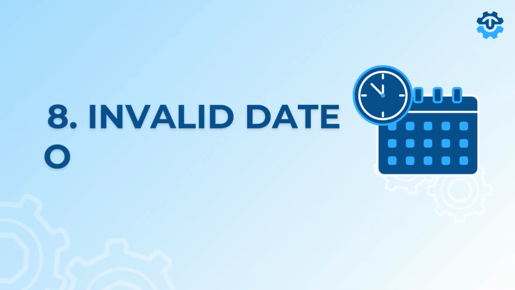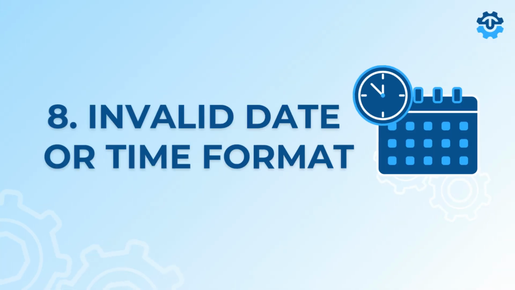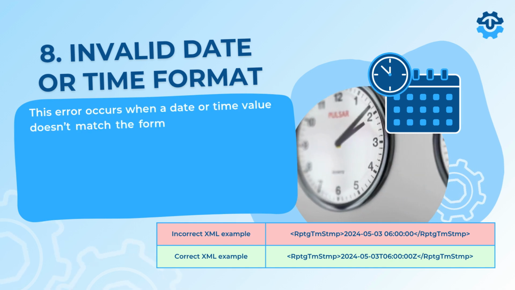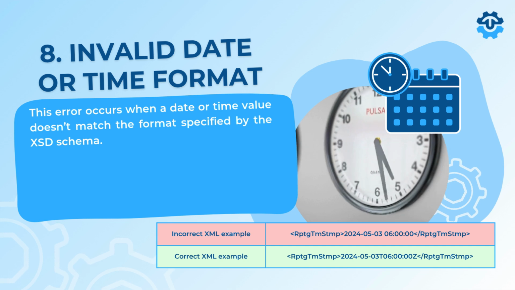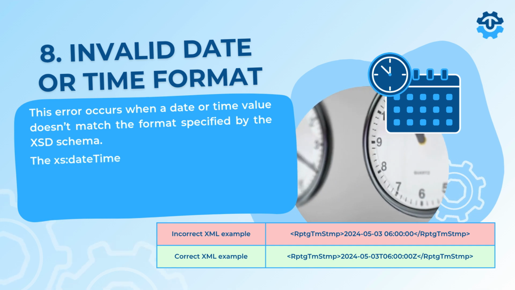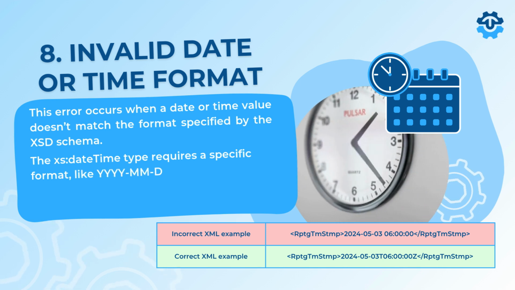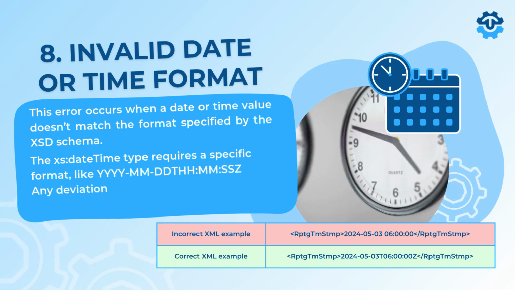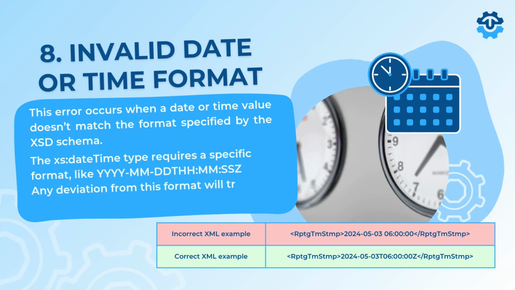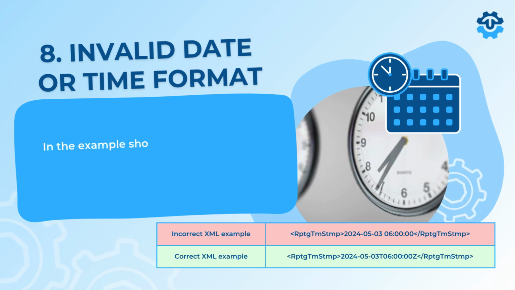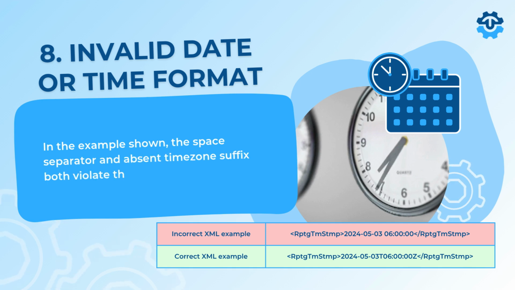Error 8. Invalid date or time format. This error occurs when a date or time value doesn't match the format specified by the XSD schema. The XS date-time type requires a specific format, like year, month, day, hours, minutes, and seconds. Any deviation from this format will trigger an error. In the example shown, the space separator and absent time zone suffix both violate the XS date-time pattern.